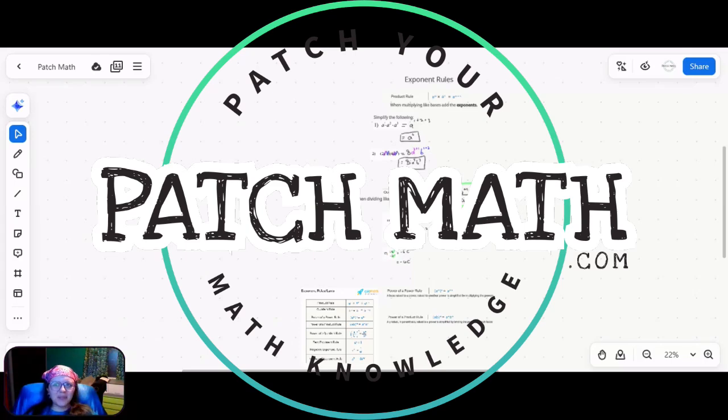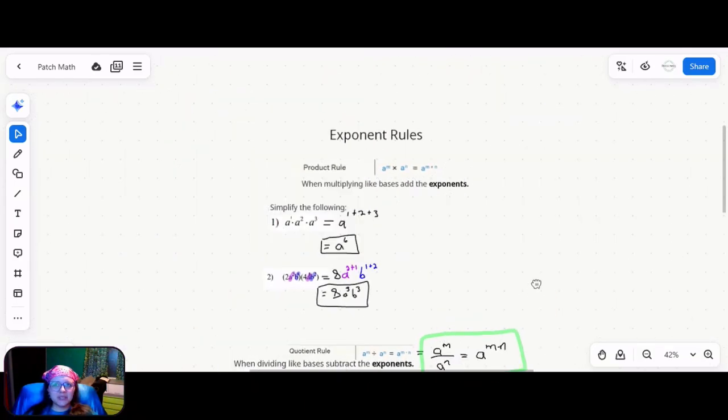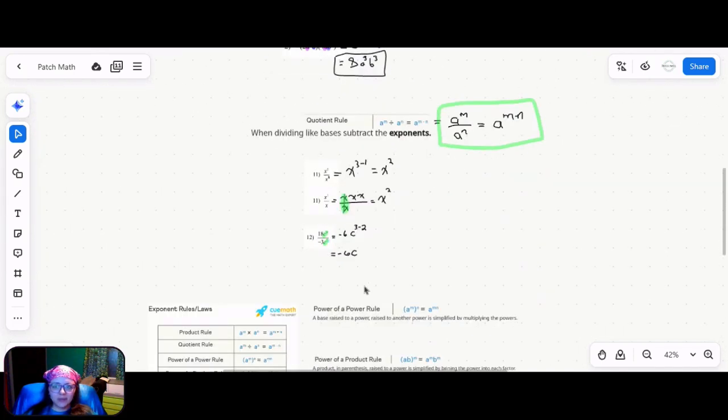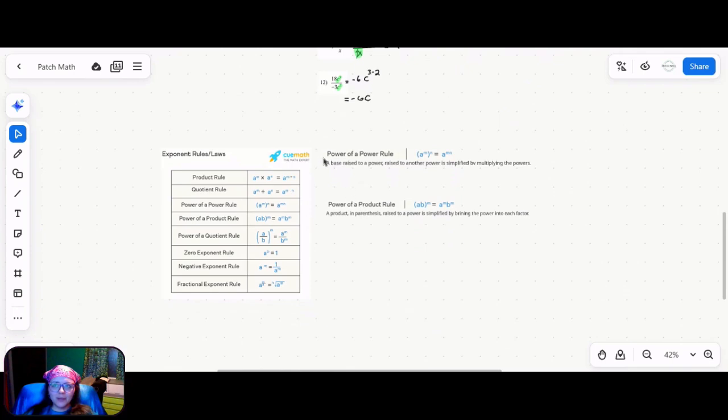Welcome back to Patch Math, where today we are going to continue learning about exponent rules. Specifically, we are moving on to power of a power rule, and then also in this video, we'll be covering power of a product rule, simply because you usually see both rules at the same time.